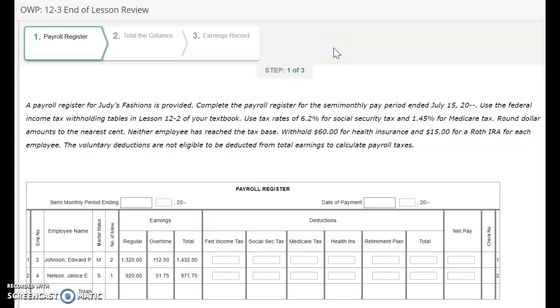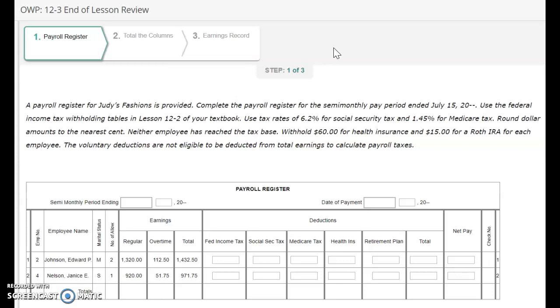Okay, we are on the 12-3 end of lesson review, the work together portion. And the first part here is that we're going to complete a payroll register. Make sure that you have your calculator handy, as you're going to need it to calculate some different things. But here it says a payroll register for Judy's Fashions is provided. Complete the payroll register for the semi-monthly pay period ended July 15th.